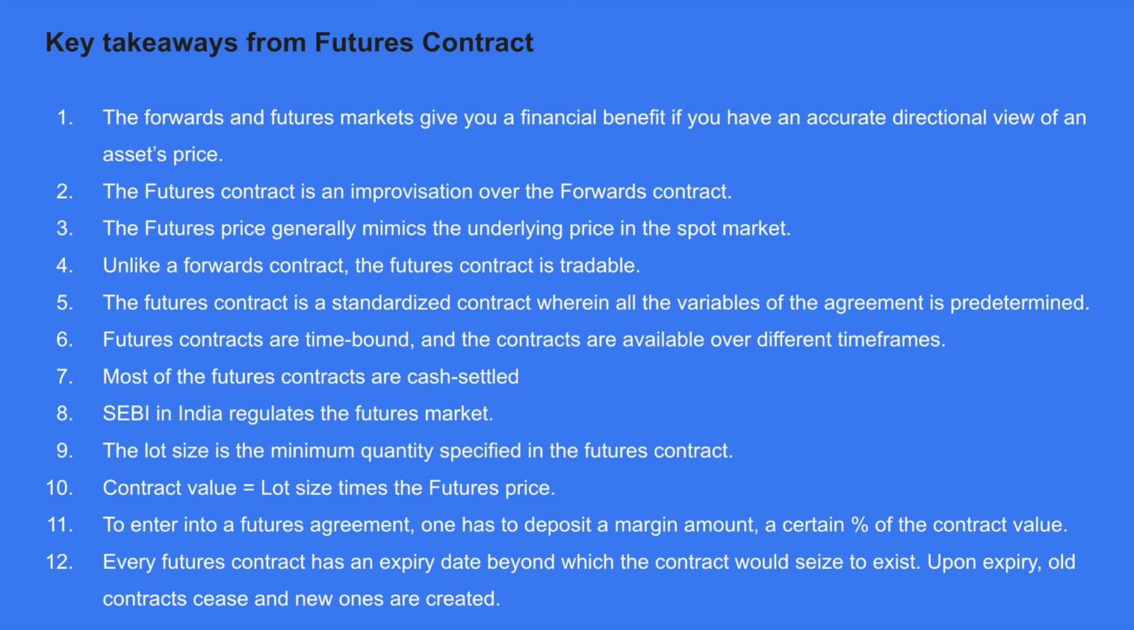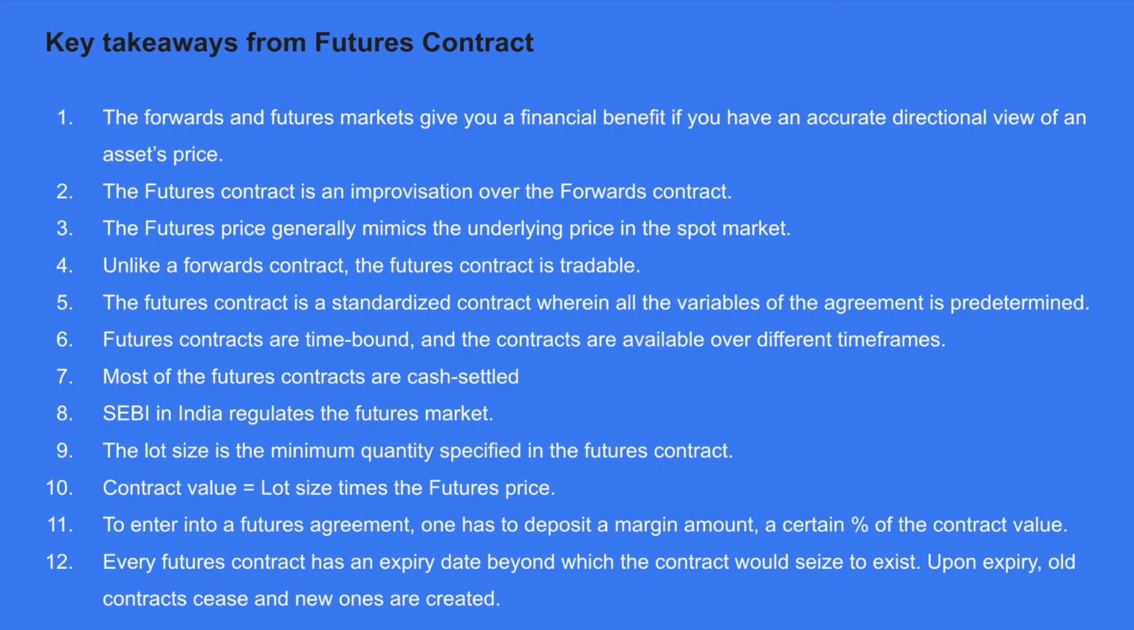And to enter the futures agreement, one has to deposit a margin amount, a certain percentage of the contract value. That is called the margin money or a safety deposit, for you to agree upon the contract. And even the futures contract has an expiry date beyond which the contract would cease to exist. Upon expiry, old contracts cease and new ones are created. So guys, this is all about forwards contract and the futures contract, which will help you in futures trading. In coming videos, we'll also learn more about the futures trading with practical examples.